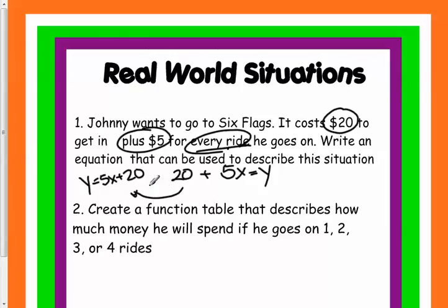Rewrite it for me on your paper right now. You should have both of these written down. So if we wanted to create a function table to see how much he will spend if he goes on 1, 2, 3, or 4 rides, then we're going to have our input x, and let's make another column. We're going to do a 3 column this time, and our output y.